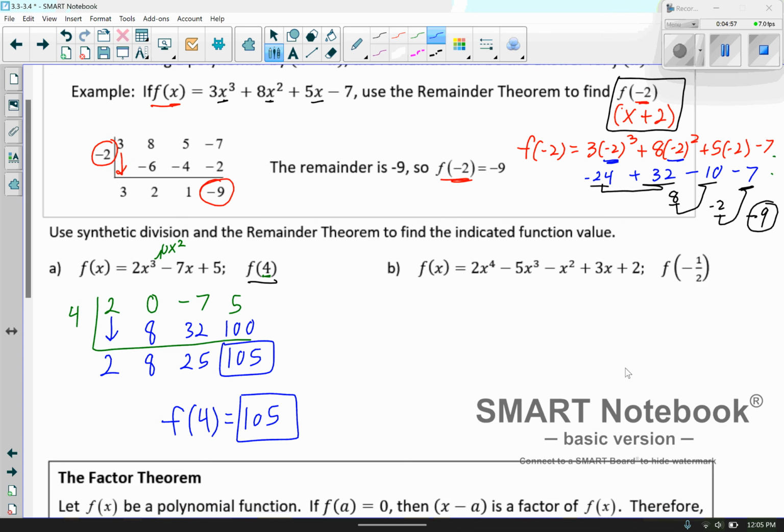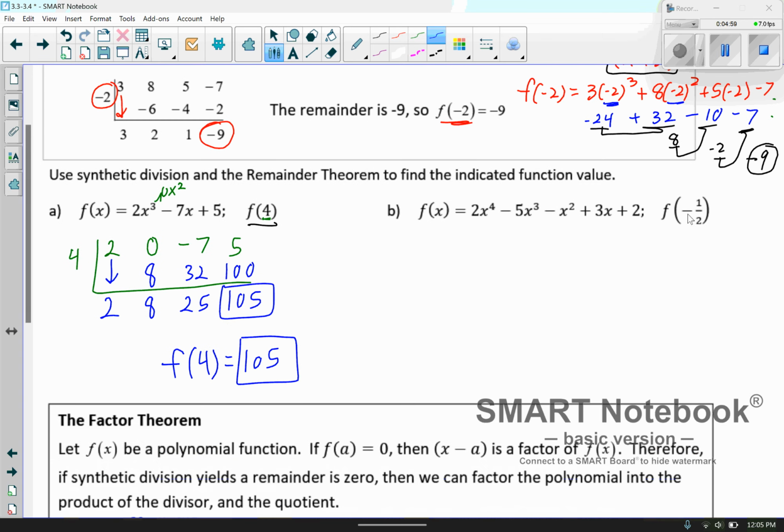All right. This next one, yes, we have a fraction, but it should come out fairly clean. It should be pretty nice. So first thing we'll do here, let's see, we've got 2x to the power of 4, then we have a power of 3, 2, 1, and then my constant. So I don't have any fillers I have to put in like I did on example A. So let's go ahead and make this. So let's see, we're going to have a 2, a -5, a -1, a 3, and then a 2. And then the magic number we're going to be working with is -1/2.